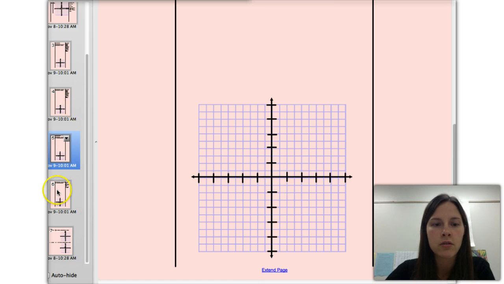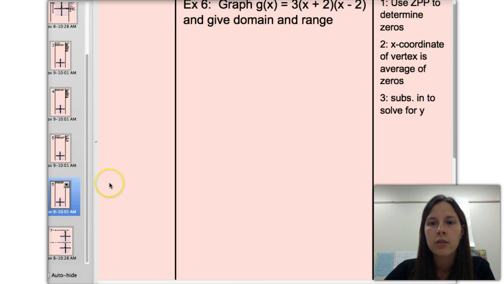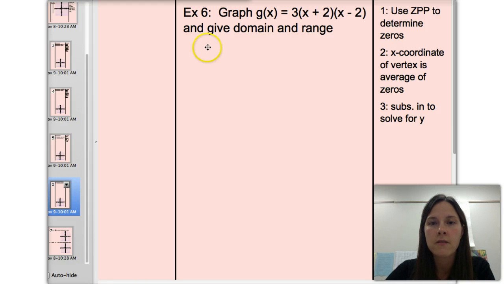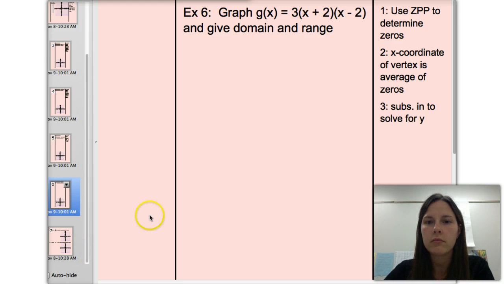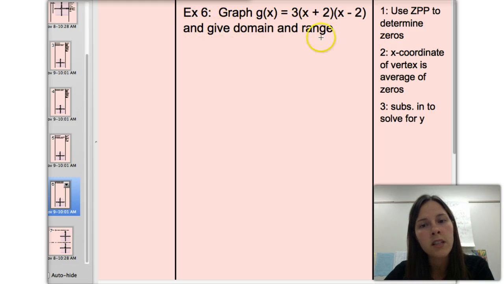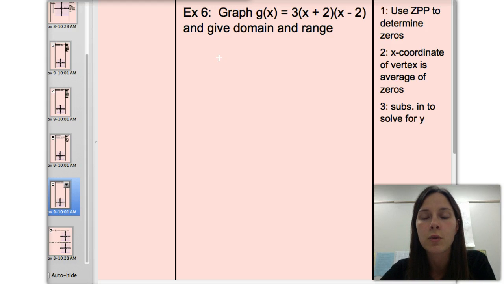All right, moving on to the next graph. And we have our final one of the day. We've got the function 3 times the quantity x plus 2, x minus 2. And I just realized I've been ignoring domain and range on all of these, so we can talk about that on this one, and hopefully the domain and range on the first one was a good start anyway.